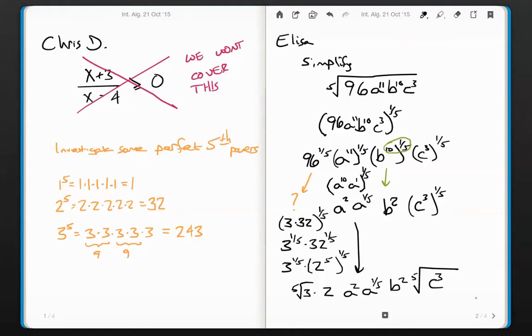Alright, and so I'm going to do this again on the next page, and we'll split it up a little bit faster, and we'll see the faster way to do this, and then we'll clean it up. So 96, 8 to the 11th, b to the 10th, c cubed. So this is continued. Alright, so it's the 5th root of 96, 8 to the 11th, b to the 10th, c cubed.